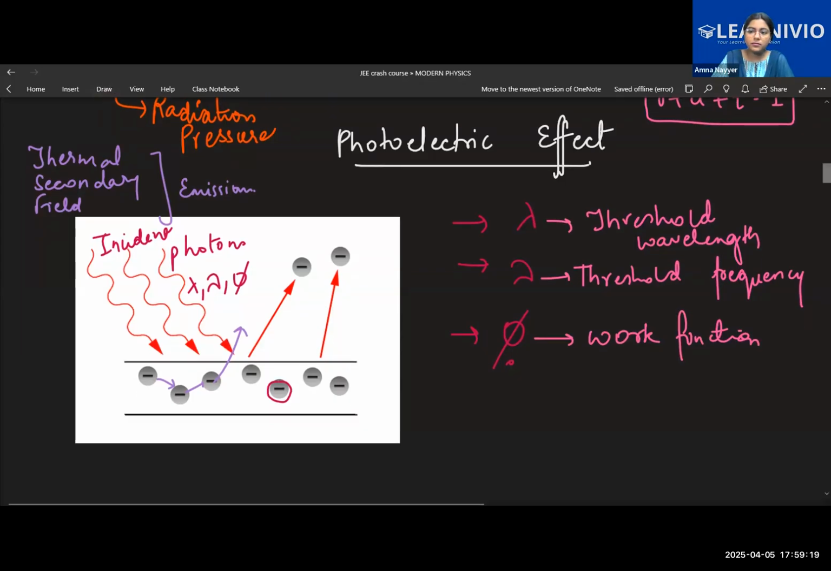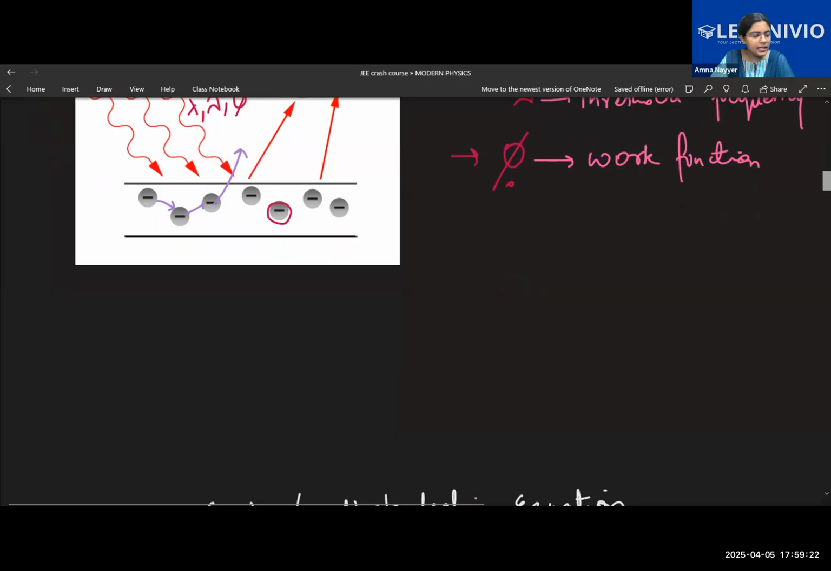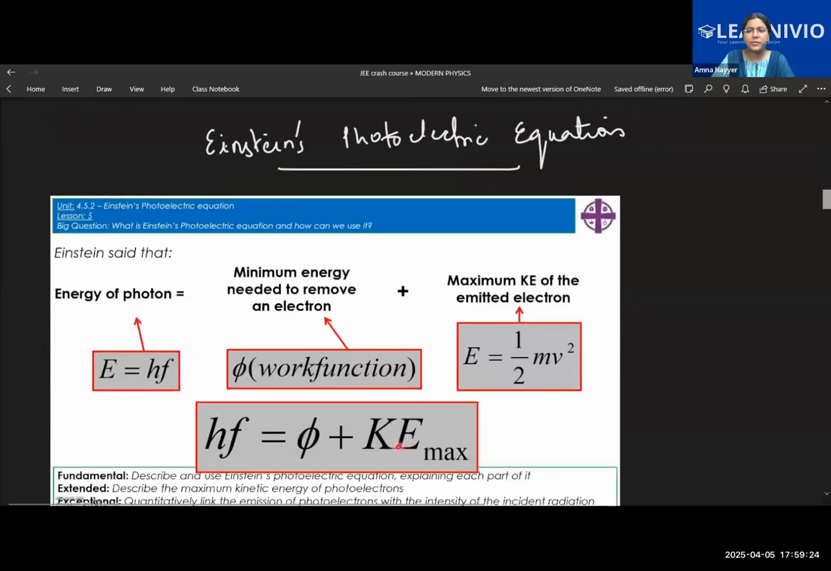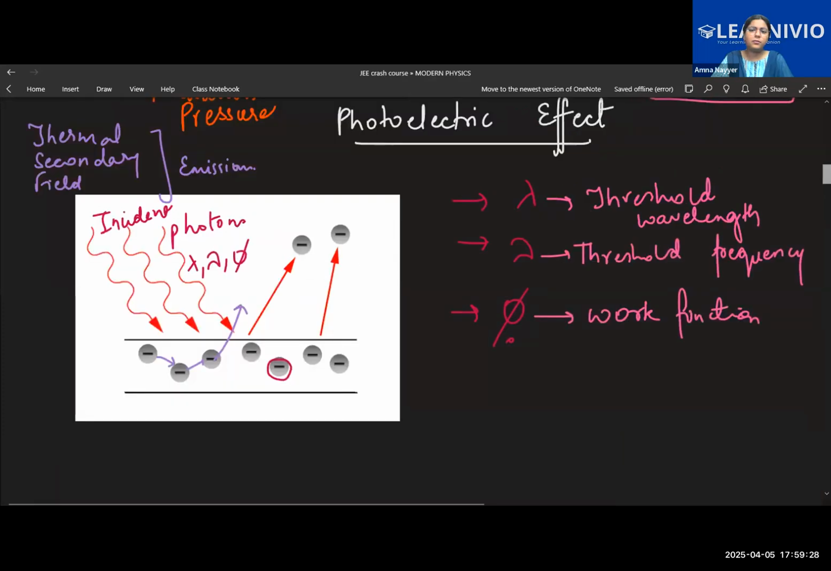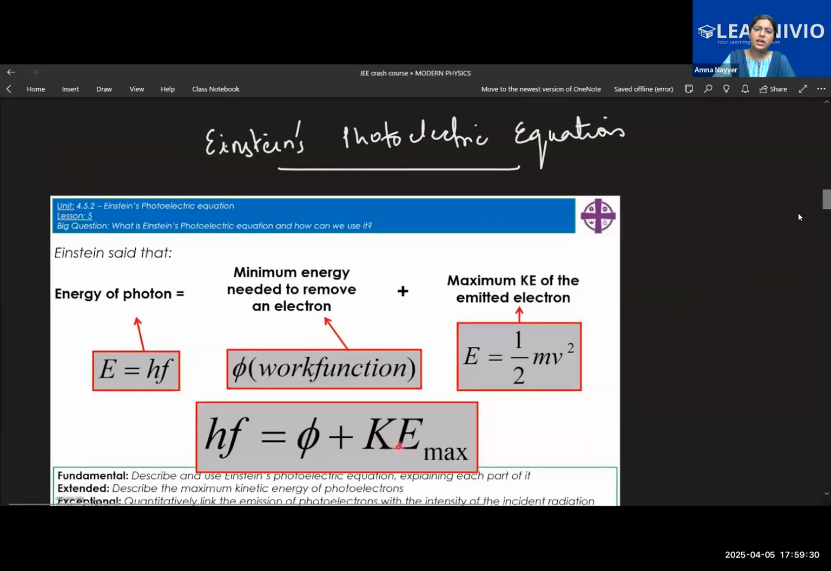Yes, ma'am. Similarly, we have the stopping potential also, but we'll discuss that later. So for the rest of the theory part, please see properly from the notes and we'll discuss that tomorrow. Einstein's photoelectric equation. This is very important.